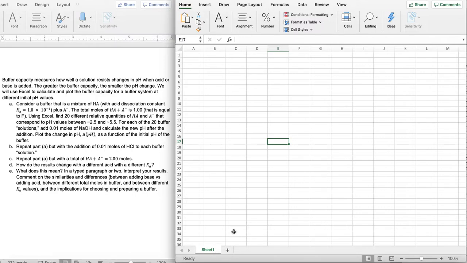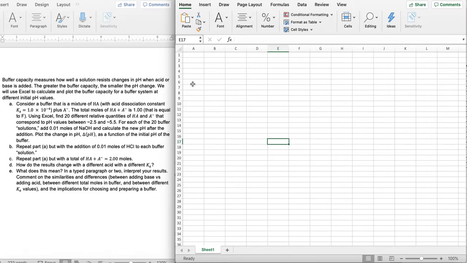Okay, so we're going to talk about buffer capacity. And a buffer, right, is the resistance to the pH changing if you add acid or base to it. It doesn't change very much. And the buffer capacity is how well it resists a change in pH. We will see, I think I mentioned this before, buffer capacity is at a maximum when the pH is equal to the pKa, right? So it's going to be the least amount of change when your pH is equal to the pKa.